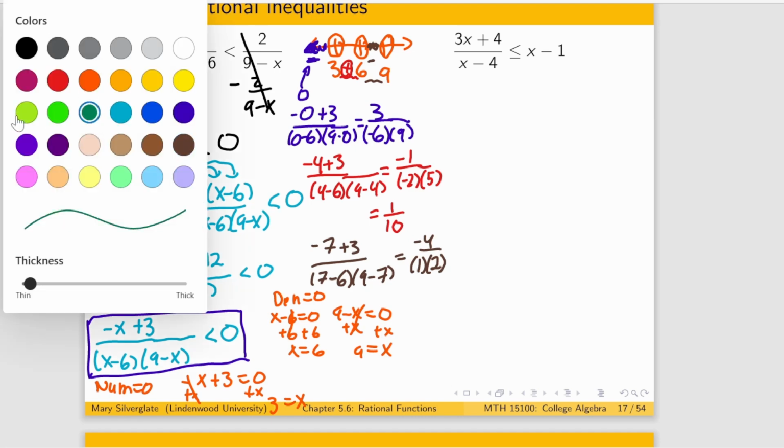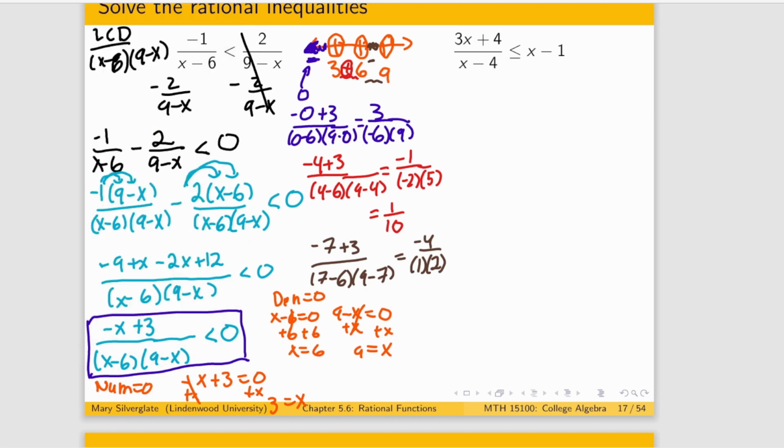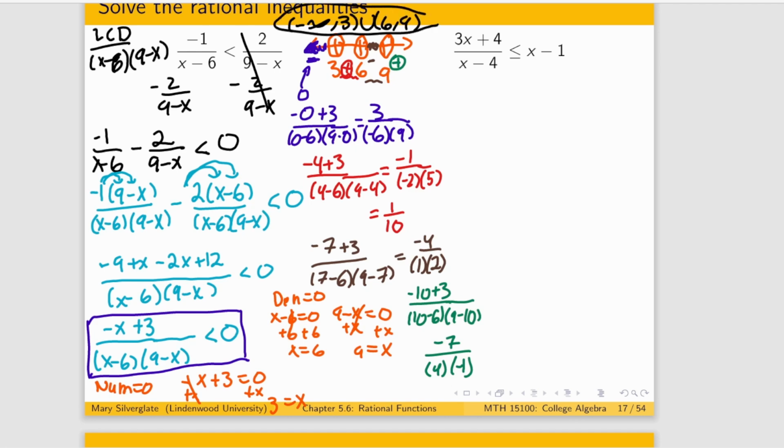And then we want to double check something that is bigger than 9. Let's say 10. So that would be negative 10 plus 3 over 10 minus 6, 9 minus 10. Negative 10 plus 3 is negative 7. 10 minus 6 is 4. 9 minus 10 is negative 1. So we end up with a negative divided by a negative becomes a positive. So as your final result, according to this number line, we have from negative infinity to 3, and then between 6 and 9. And that would be your final result.